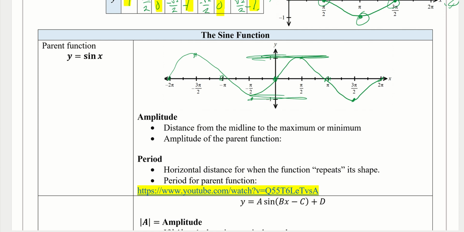Okay. So how far does it go up and down? The highest is going to be an amplitude of 1 for the parent function. For the parent, we can do different amplitudes, which we'll see later. And then the period, this is how often it repeats itself. So the parent function for sine has a period of 2 pi, which we already talked about. You can check out this video for a nice explanation of that.